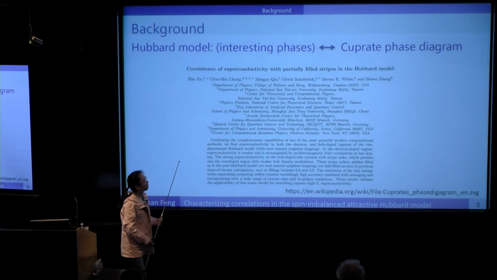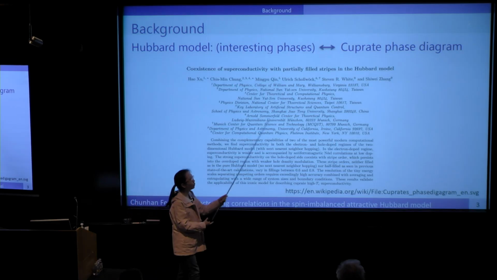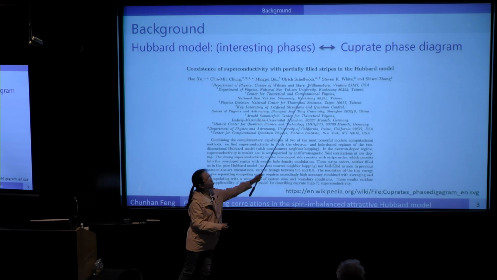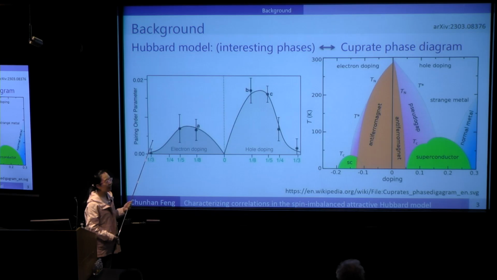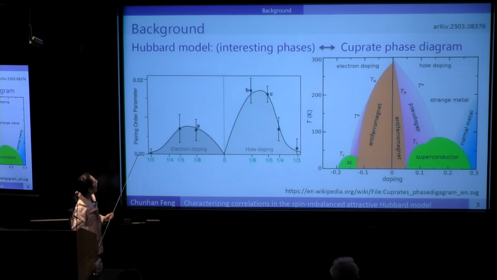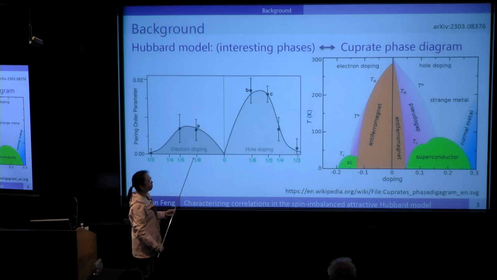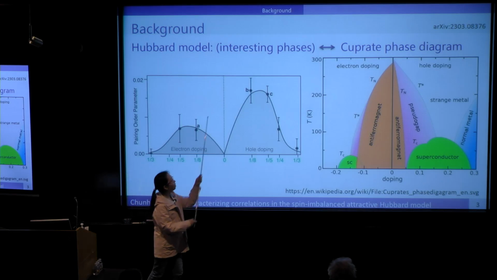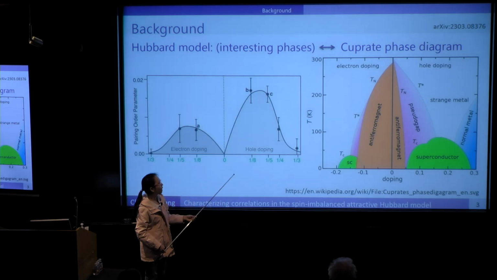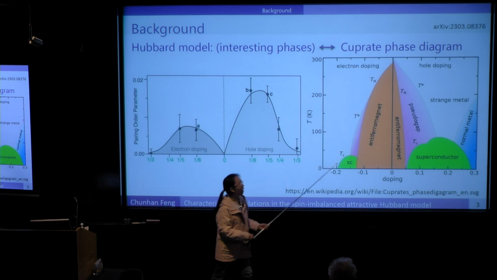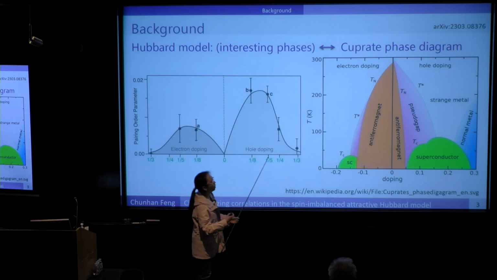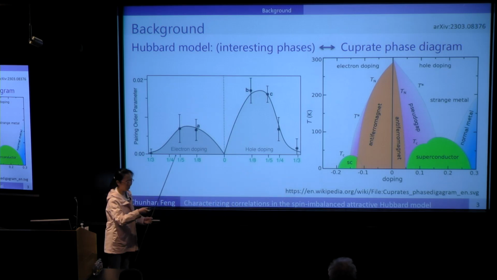So recently, there is another work. People studied the Hubbard model with a t' term, and they found a partially filled stripe coexisting with d-wave superconductivity. And here is the phase diagram from that paper. The y-axis is the d-wave pairing order parameter, and the x-axis is the doping. And we can clearly see there is a large regime of d-wave superconductivity on the doped side, which successfully captures the d-wave superconductivity in the Hubbard model with a t' term.